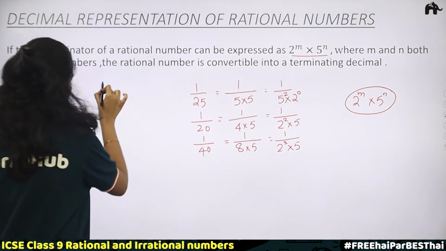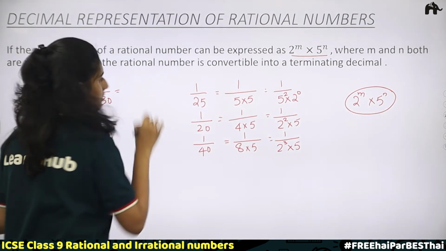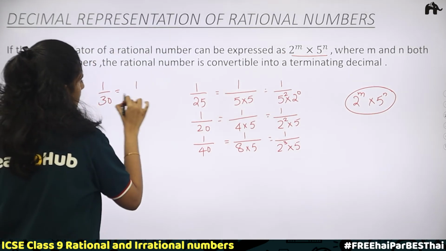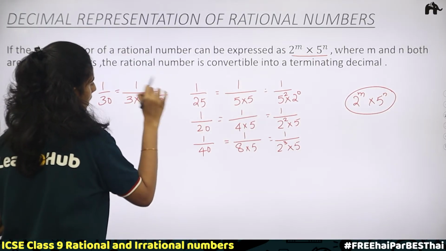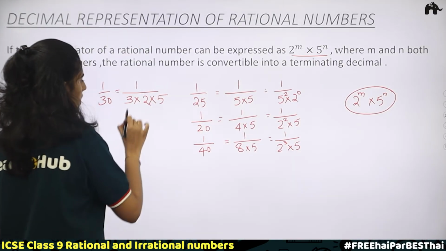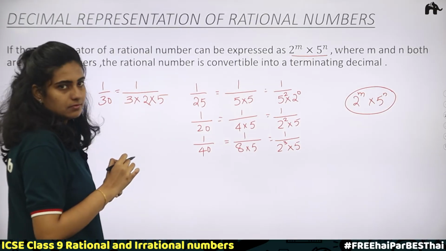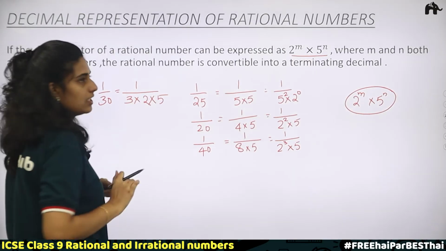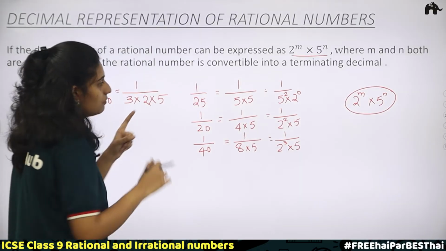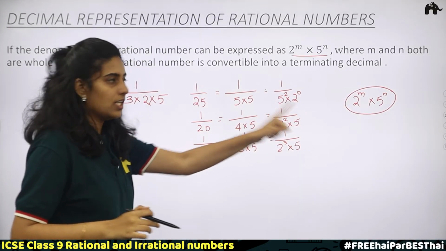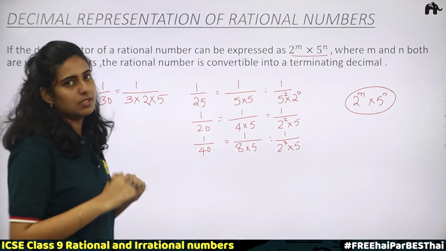Another example, 1 by 30. How can you write 1 by 30? 1 by 30 is 1 by 3 into 2 into 5. Here you have 2 raised to 1 and 5 raised to 1, that is okay, but you have 3 here. It is not possible to express it in the form 2 raised to m, 5 raised to n. Therefore, you won't be having a terminating decimal.